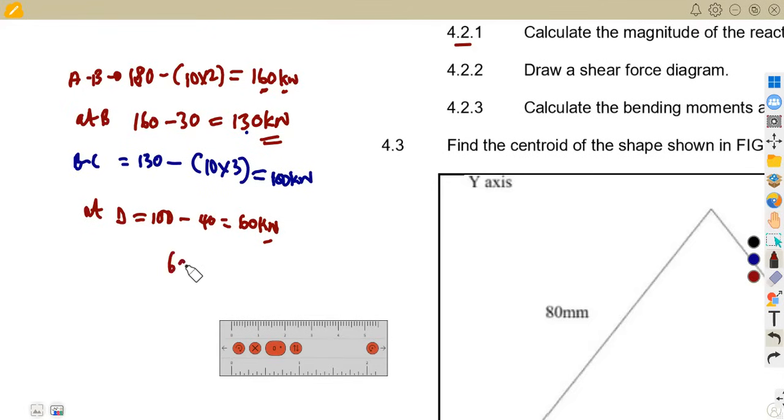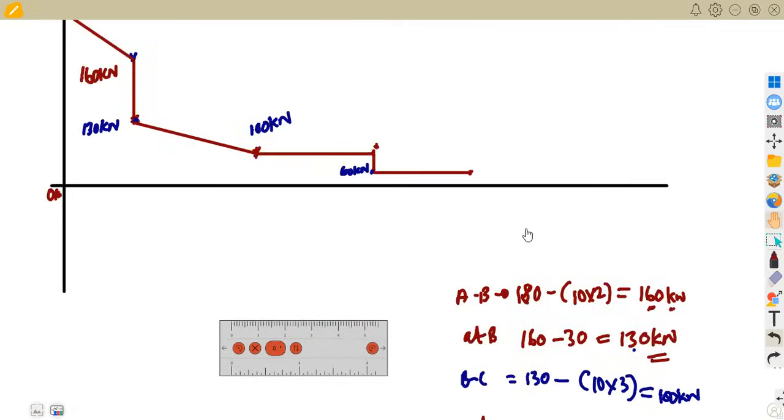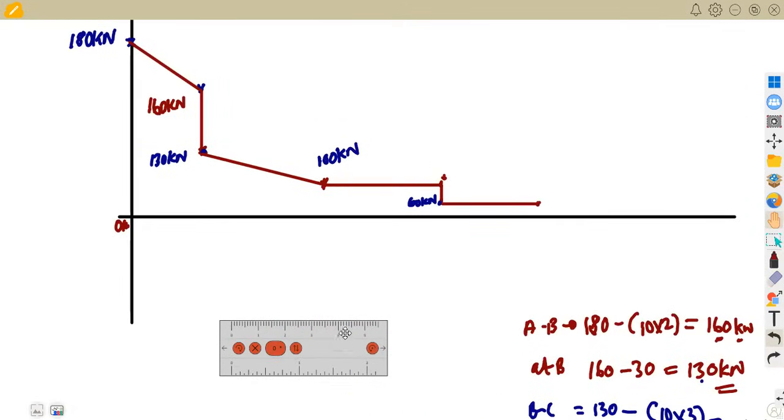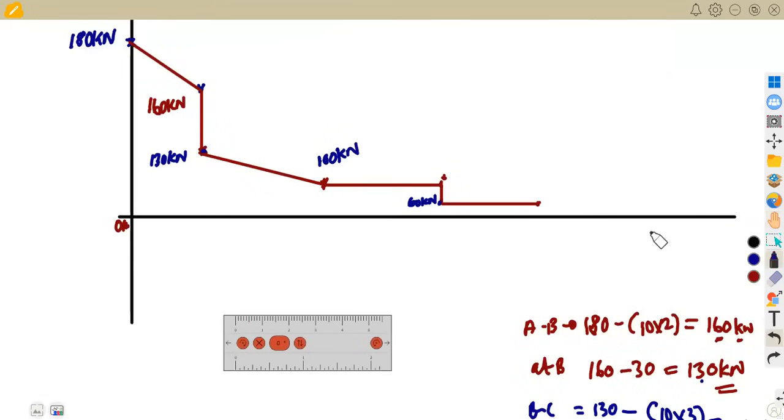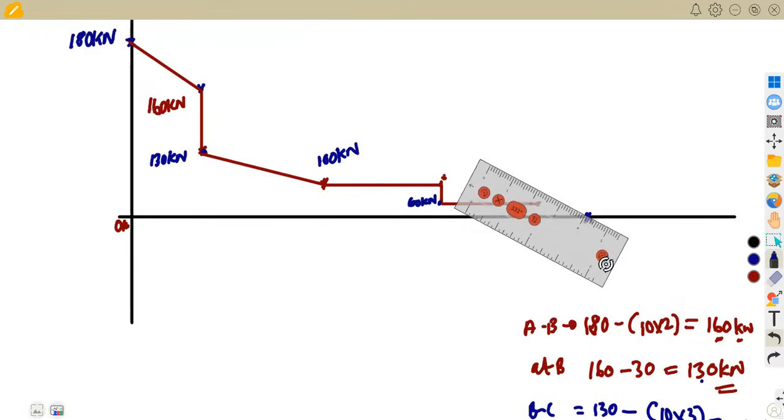So if we subtract 60 minus 15 times 4, this is going to give us a 0. And that's a distributed load, and I said it's going to be like this. That's how we indicate a distributed load on the shear force diagram. So we are going to have this up to 0. So we're just going to have maybe a 0 here, and a slanted line from this point up to 0 like this.